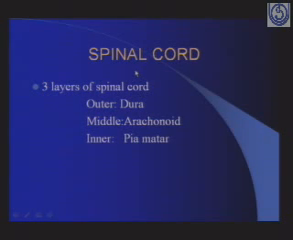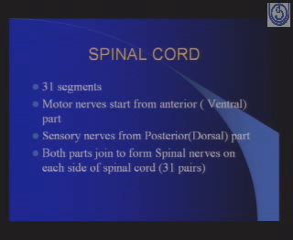Just like the brain, the spinal cord is also covered by three membrane-like structures. That is, the outer is dura mater, in the middle is arachnoid mater, and the inner is pia mater. So they also give support to the spinal cord. And the spinal cord is divided into 31 segments. That is, 31 parts are there, and motor nerves start from the anterior part. The motor nerves which supply the peripheral parts of the body start from the anterior part, and the sensory nerves start from the posterior part.